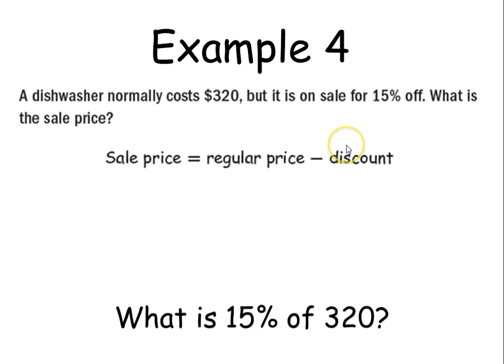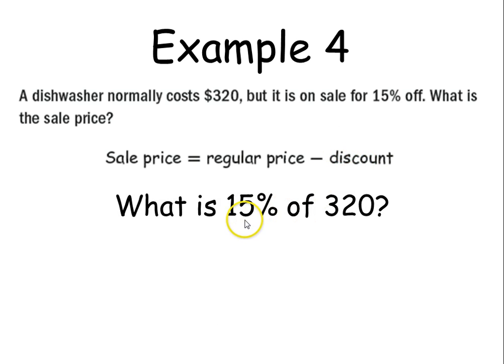And that is the question I said before. What is 15% of $320? Whatever the 15% of $320 is going to be the discount. That's how much we're taking off of the $320. So what is 15% of $320? I don't know what 15% of $320 is off the top of my head, but I can figure it out by converting this to an equation.